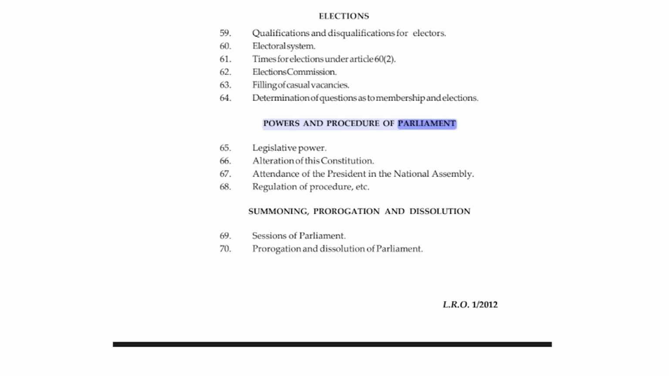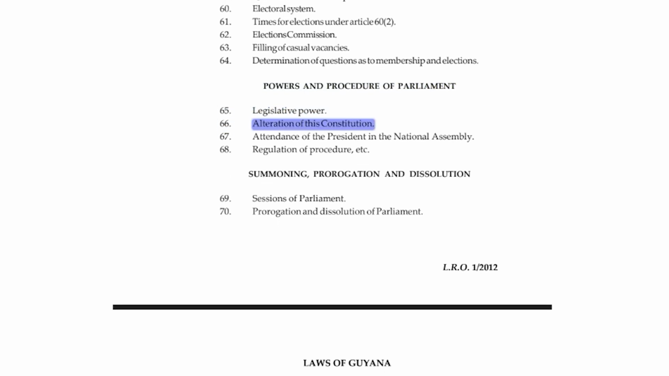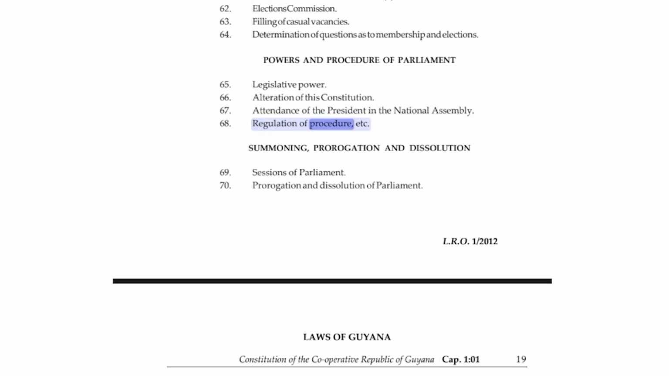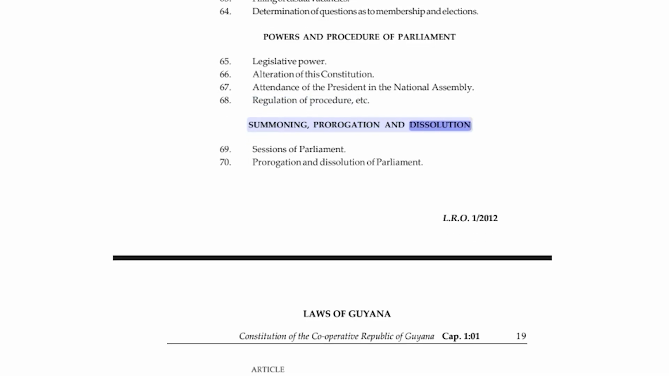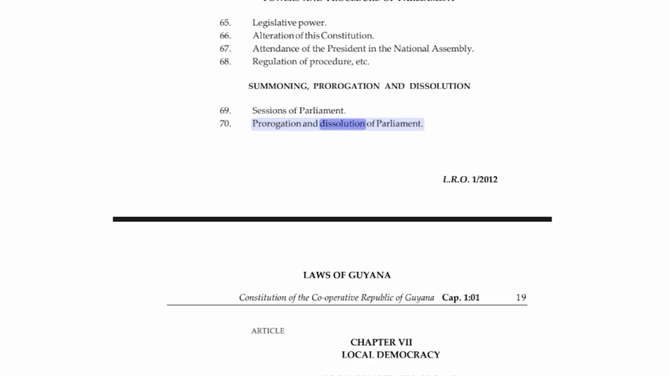Powers and procedure of Parliament. 65. Legislative power. 66. Alteration of this Constitution. 67. Attendance of the President in the National Assembly. 68. Regulation of procedure, etc. Summoning, prorogation and dissolution. 69. Sessions of Parliament. 70. Prorogation and dissolution of Parliament.